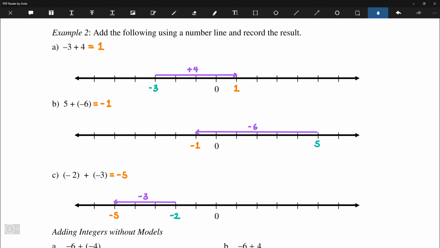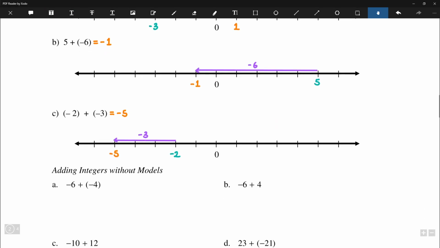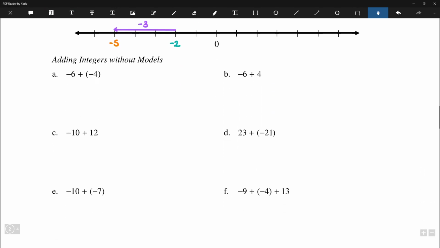Okay, so let's try to add integers without models. Starting with example A, -6 plus -4. So we start at -6, we're going to move 4 spaces to the left, which causes the result to be a more negative number, and we will end with -10. Okay. Next example, we start at -6 and move 4 spaces to the right, so not quite positive or even at 0 yet. We'll end at -2.